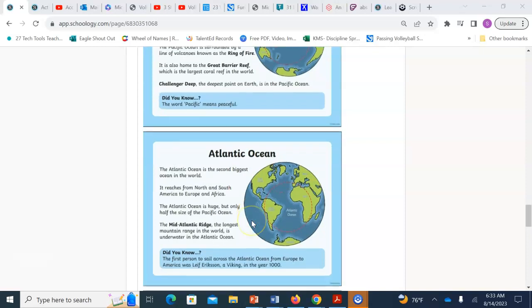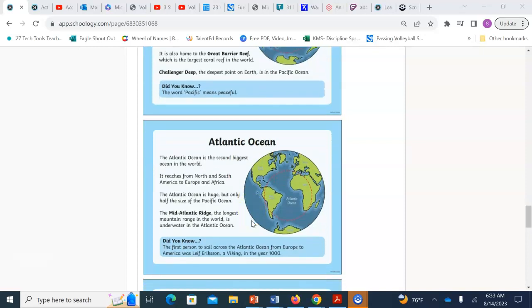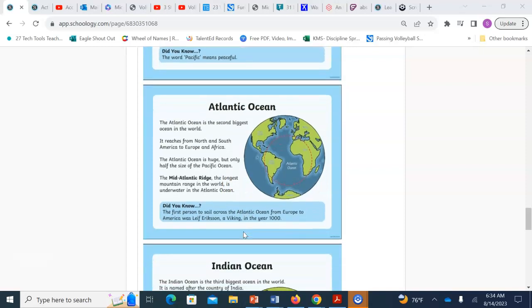The second biggest ocean in the world is the Atlantic Ocean. It reaches from North and South America to Europe and Africa, so it's in the middle here. It's a big ocean, but it's only half the size of the Pacific Ocean. The Mid-Atlantic Ridge is an underwater mountain range, the longest that can be found, in the Atlantic Ocean. And the first person to sail across the Atlantic Ocean from Europe was a guy by the name of Leif Erikson, and the year was 1000, and he was a Viking, and he ended up way up here.